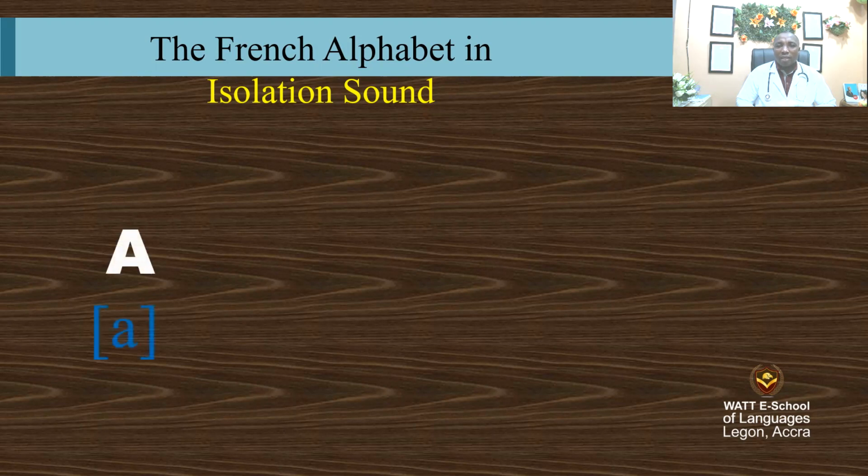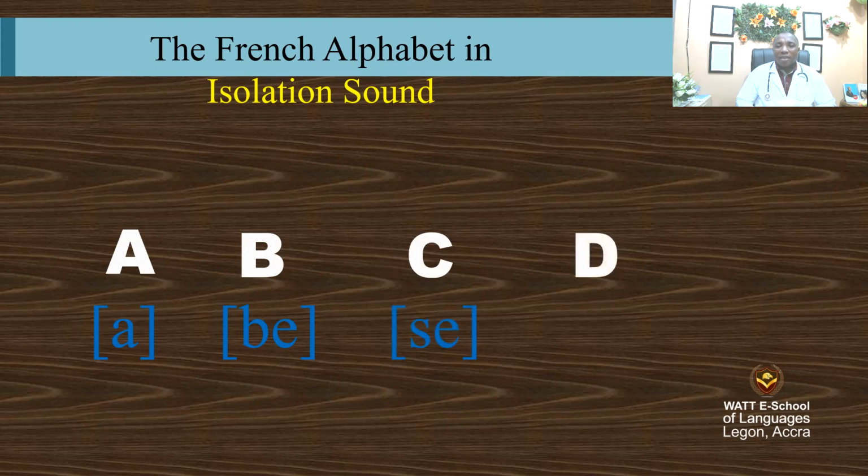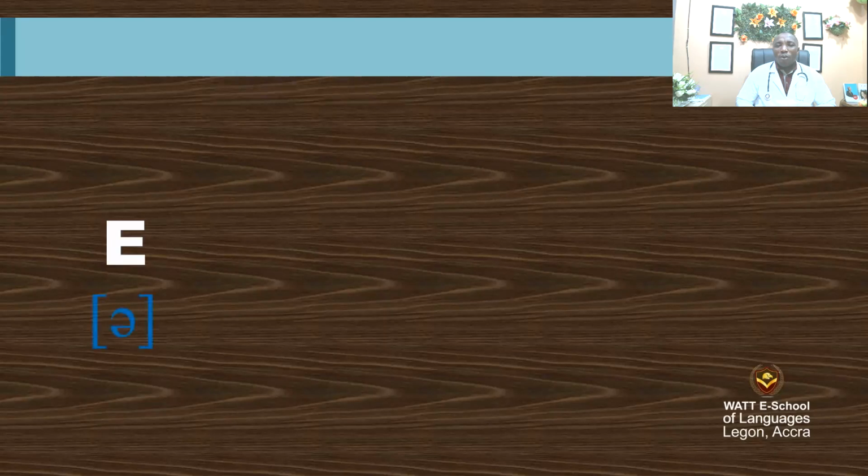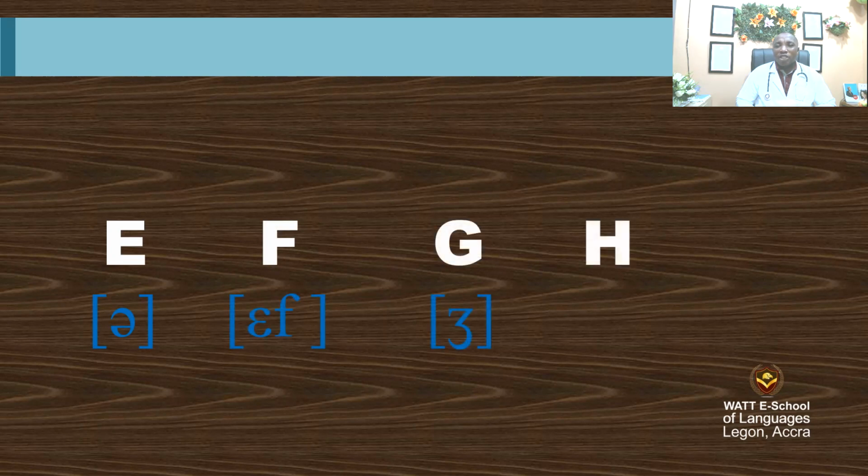Ah, this is the sound. B, this is the letter and this is the sound, B. This is C, C. D, D. E, E. F, F. G, G. H, H. I, I. J, J.